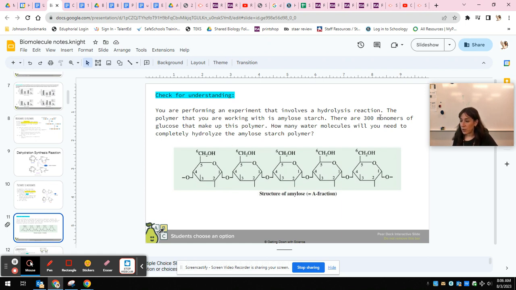And so if you have 300 of these sugar molecules, you would therefore have 299 bonds, and therefore you would need 299 water molecules to break them.